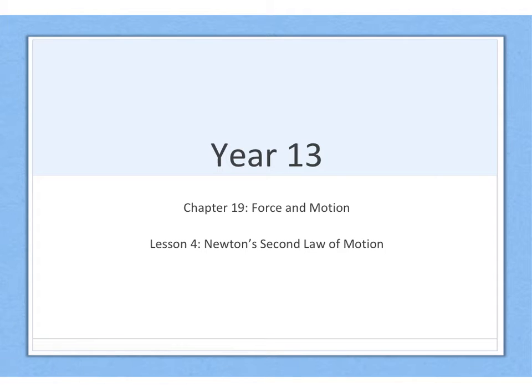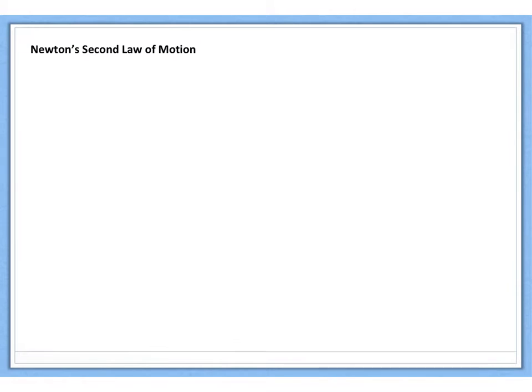Year 13, Chapter 19, Force and Motion, Lesson 4, Newton's second law of motion. So, you have come across Newton's second law of motion expressed in the form F equals ma previously, force equals mass multiplied by acceleration. We are going to write this as resultant force, so sum of the forces, is equal to mass multiplied by acceleration.